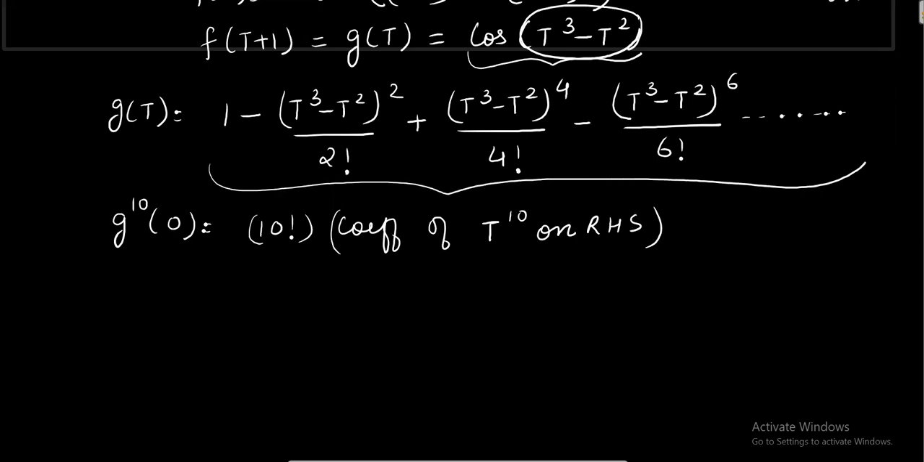That means in this expansion, you just need to find out the coefficient of t power 10 and multiply it with 10 factorial. But how can I say that this is going to be my answer? So let's see what actually I am doing here.